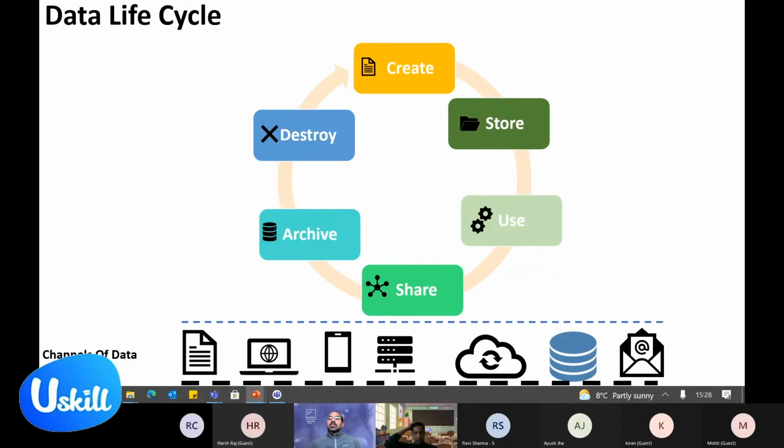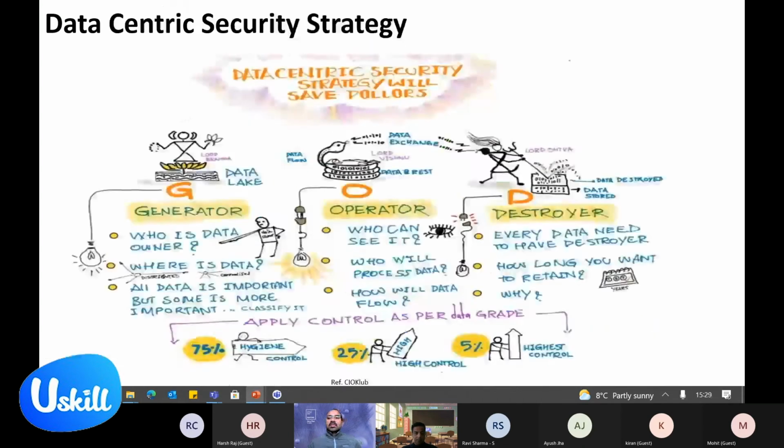So this is all about the data life cycle. Every data goes through these 6 phases, and on all these 6 phases, we have to implement security as it is required. So one of my friends has very nicely depicted something related to data security, and he has correlated data security with Hindu mythology, the Trinity: Brahma, Vishnu, and Mahesh.